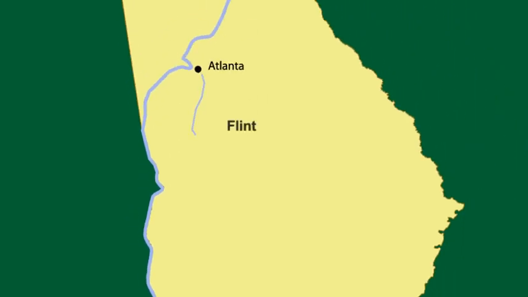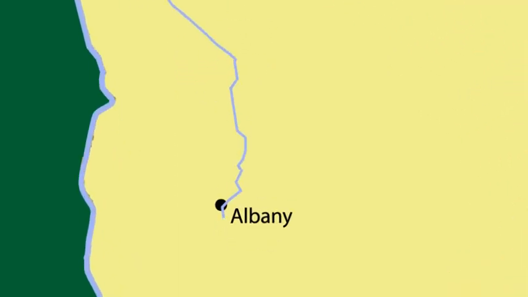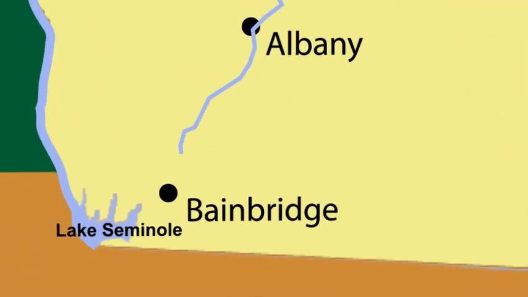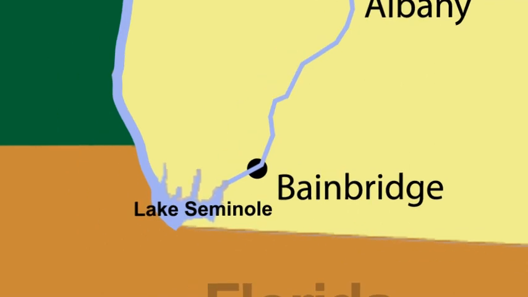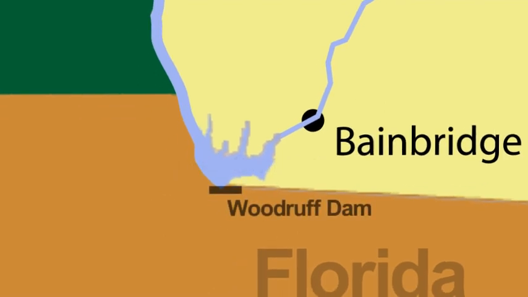The Flint River has its start just below Atlanta, just south of the airport. It flows through the middle of the state, through Albany and Bainbridge, and eventually ends up in Lake Seminole. So it is the combination of the Flint and Chattahoochee rivers that forms Lake Seminole because the Woodruff Dam holds back the waters to form the lake.